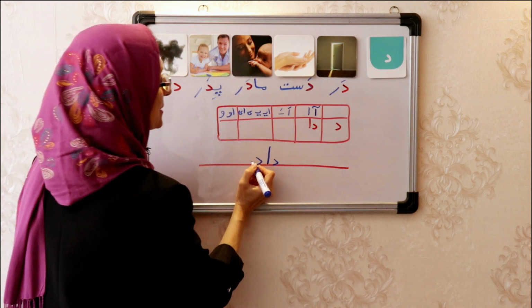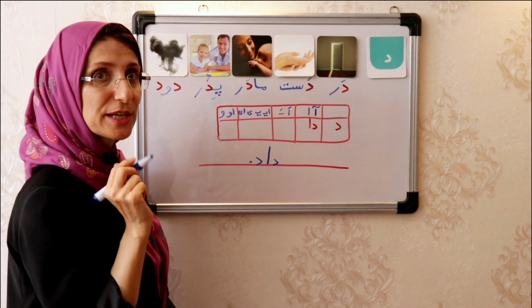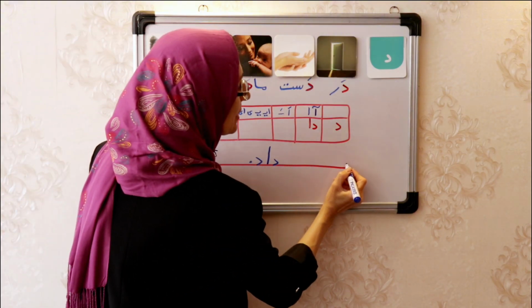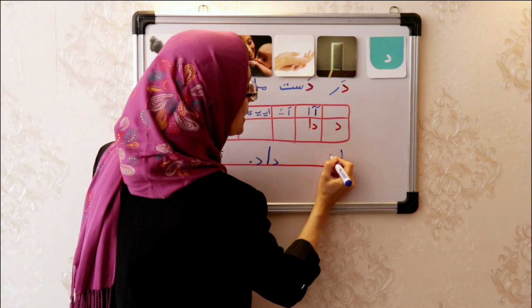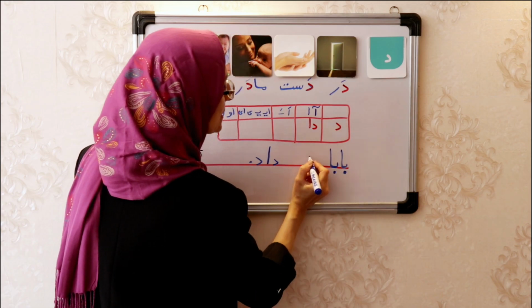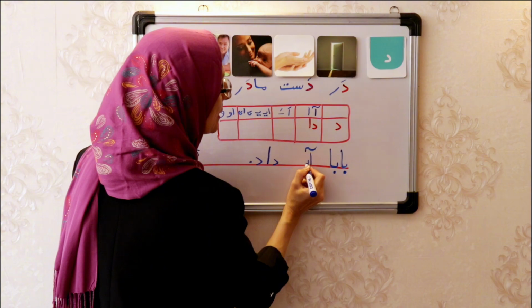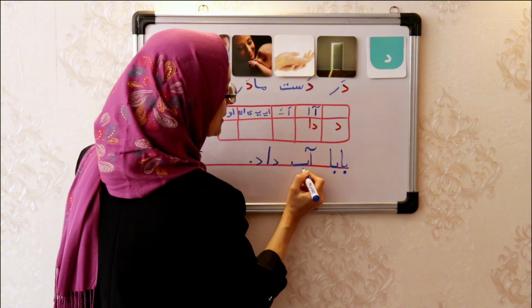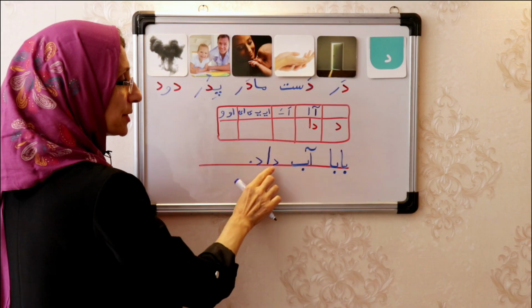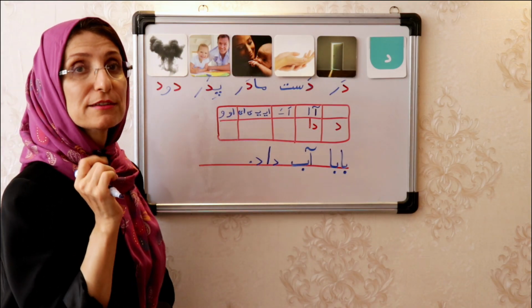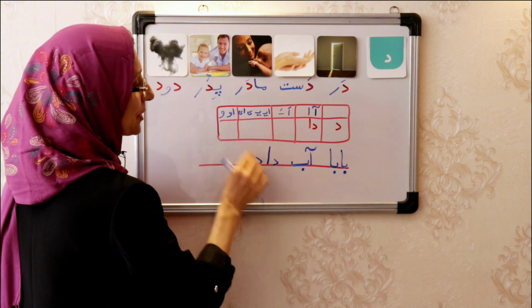Dod. Now, you can write your first sentence in Persian. Baba, ab, dad. Water, dad. Baba, ab, dad. Dad gave water. بابا آب داد.